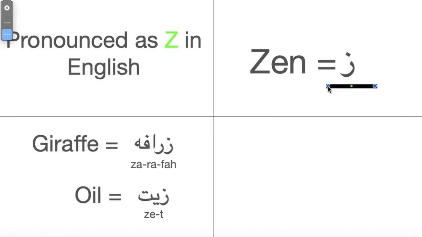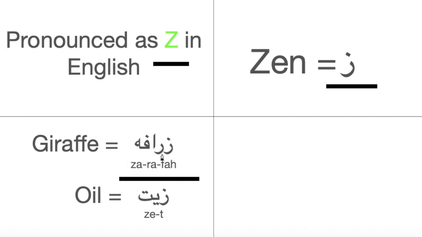Zayn. Zayn, pronounced as Z in English. Zayn as in Zarafa. Zarafa means giraffe.